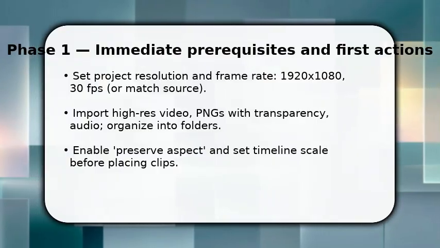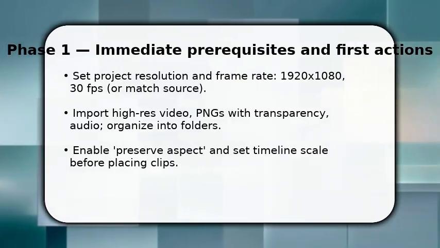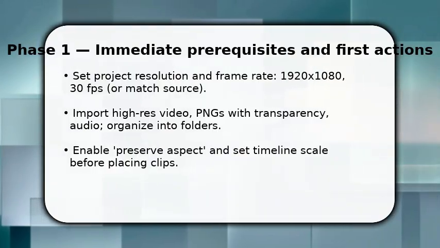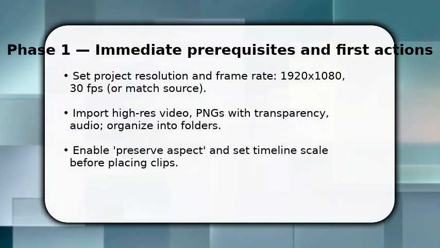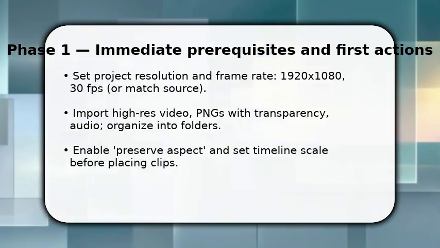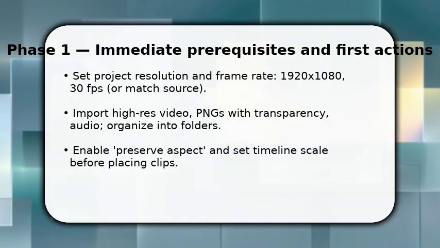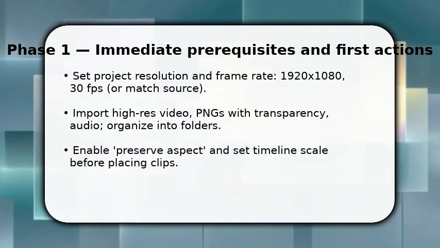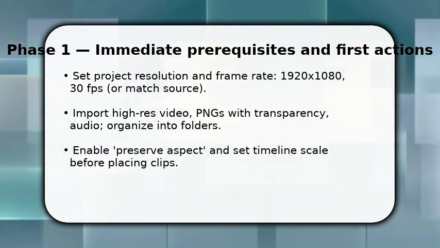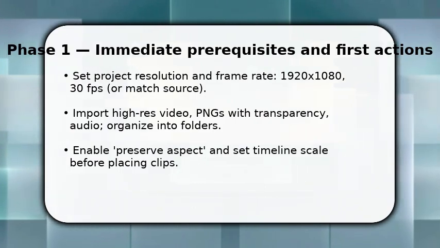You begin by preparing assets and project settings so your edit looks crisp. Open Alight Motion, create a new composition, and set resolution to 1920 by 1080 and 30 fps to match most anime source footage. Import your videos, transparent PNGs, and audio into labeled folders. This speeds later steps. Once done, drag clips to the timeline and enable Preserve Aspect so scaling preserves quality. Do this now, because correct settings prevent rework and keep motion smooth as you build.